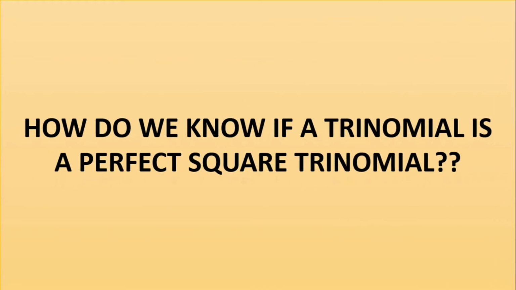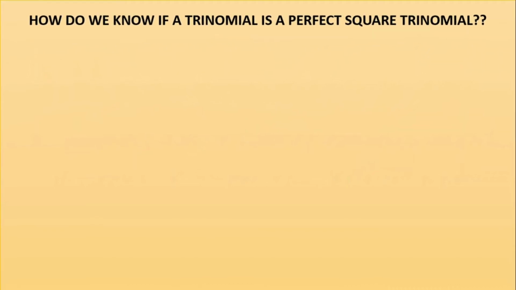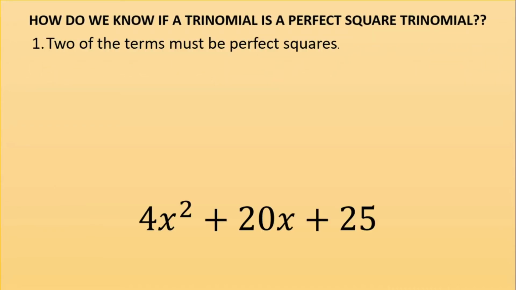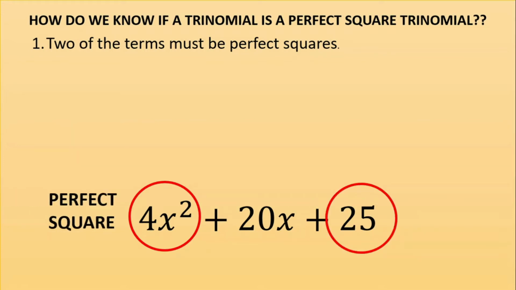Now, how do we know if a trinomial is a perfect square trinomial? We have three requirements to determine this. Number one, two of the terms must be perfect squares. For our analysis, we shall be using the trinomial 4x squared plus 20x plus 25. For the first requirement, two of its terms must be perfect squares. By analyzing, we can see that 4x squared is a perfect square and 25 is also a perfect square. So we will have a check mark for the first requirement.